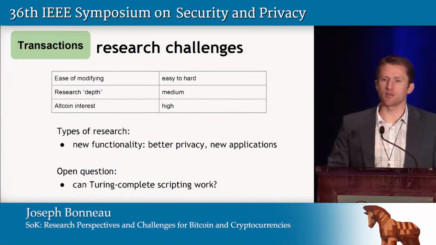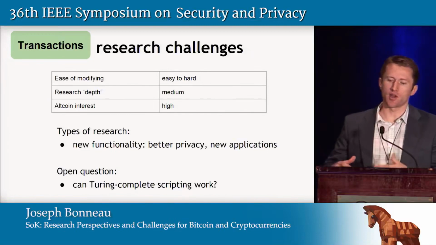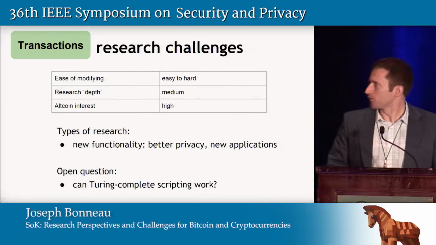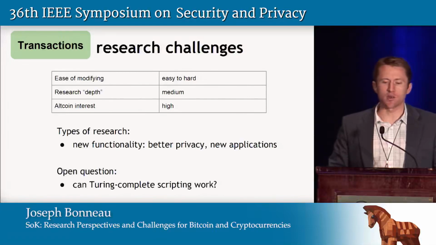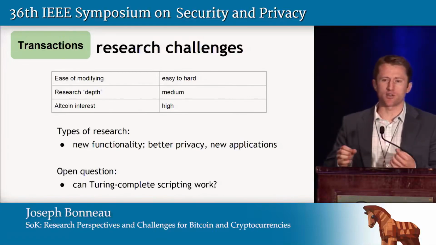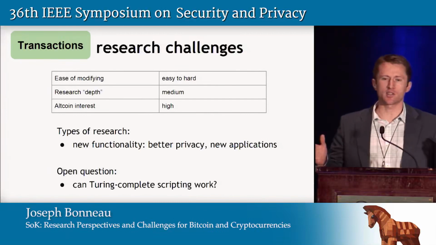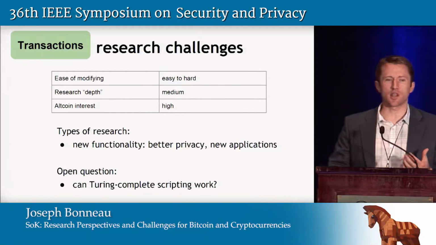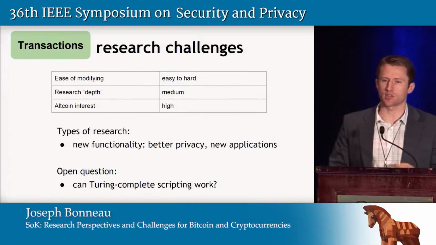At the transaction layer, most of the research is around enabling new kinds of functionality, either better privacy, new applications, new things we want to build on top of Bitcoin. And it comes at 2 levels. It's either altcoins or alternative currencies, where people want to create a new system with more rules than Bitcoin to allow more functionality. And there's also just a lot of cleverness in squeezing more interesting functionality out of what's already there in Bitcoin.